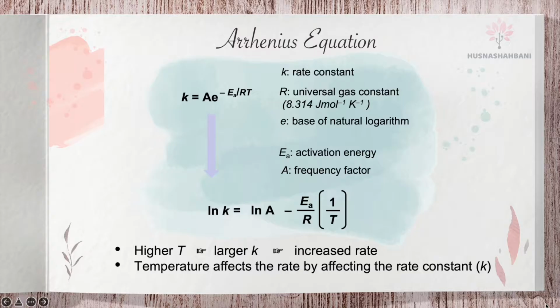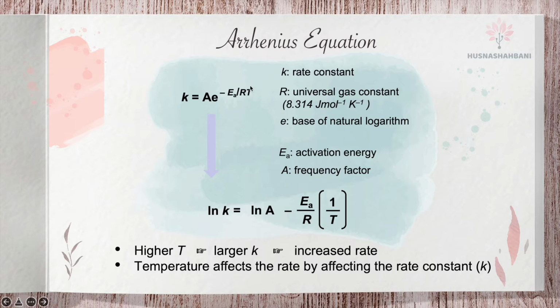Arrhenius equation. This is the Arrhenius equation. It relates the rate constant with the activation energy. k, the rate constant, equals A e to the power of negative activation energy over RT. k is the rate constant, A is the frequency factor, e is the base of natural log, Ea is the activation energy, R is the gas constant, use the value 8.314 joule per mole per Kelvin, and T is the temperature.